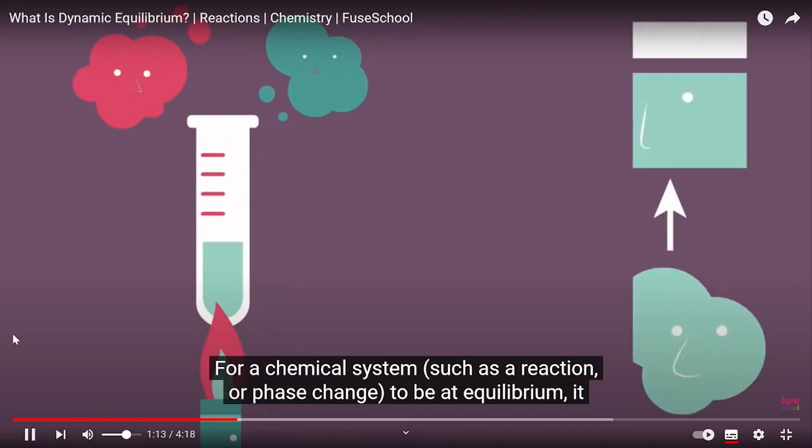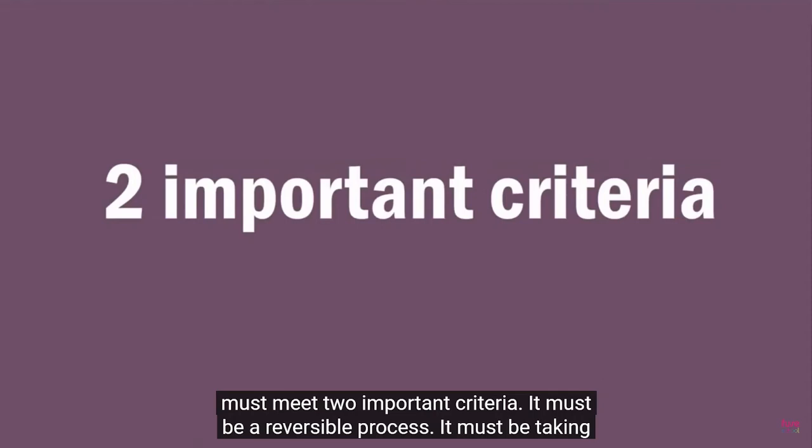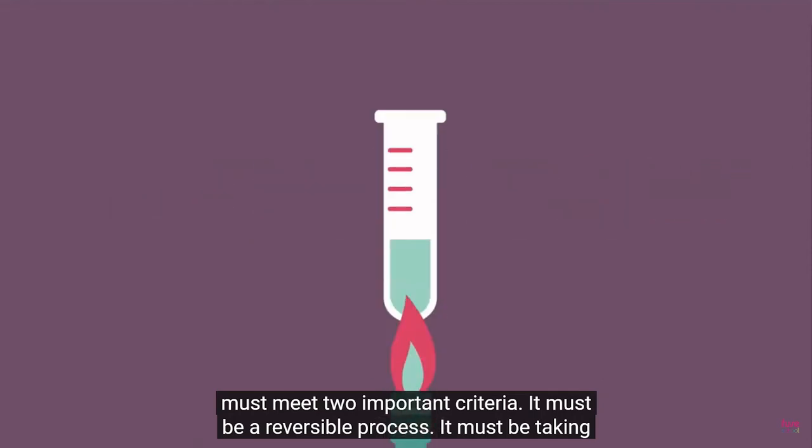a reaction or phase change to be at equilibrium, it must meet two important criteria. First, it must be a reversible process.